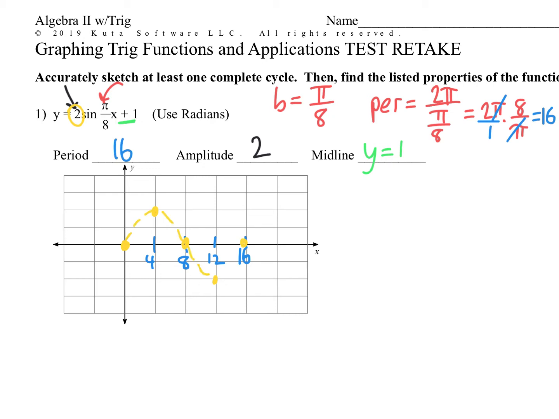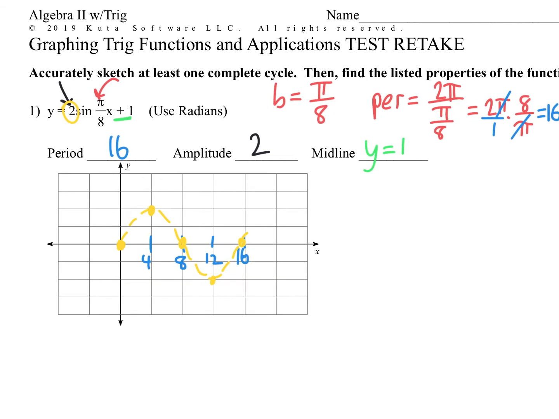Okay, so this would be before we shifted everything up 1 unit. But that shows one nice full cycle. And then our final step will just be to vertically shift everything 1 unit up because of that plus 1 out there. So we'll start at 1, go up to 3, come back down to 1, go down to -1, and then back to 1 for a final graph, going through those points. And we show the arrows, show it keeps going. And that would be that one.